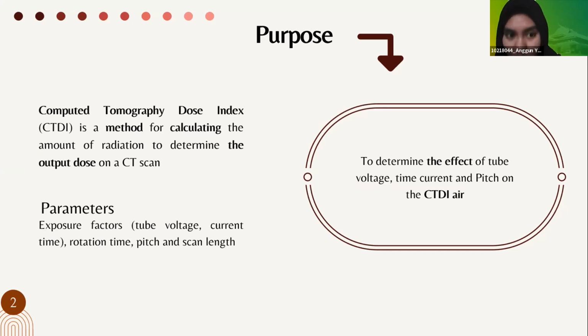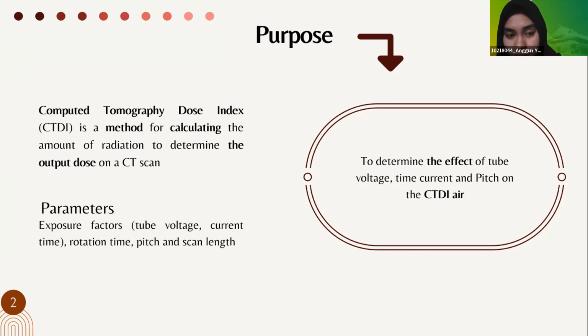Computed tomography dose index or CTDI is a method for calculating the amount of radiation to determine the output dose on a CT scan. The CTDI measurement consists of two measurements, CTDI measurement in phantom and CTDI measurement in the air. This study focuses on CTDI in the air. The value of the radiation dose in the air can be used to estimate the value of the radiation dose received on the phantom surface.